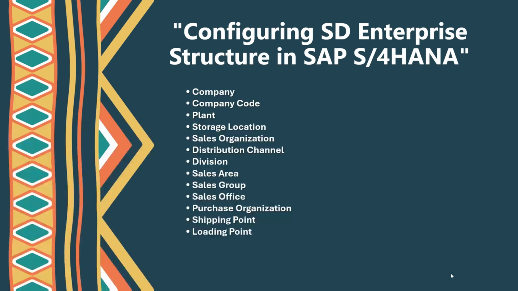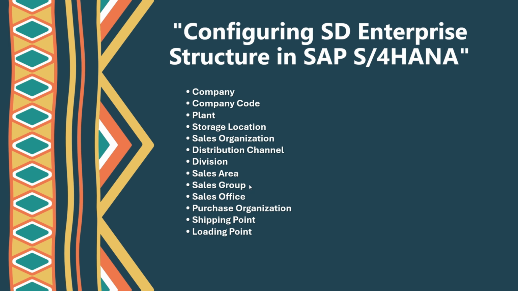We'll be configuring some of the most critical components of the S/4HANA sales and distribution module. We will start with the basics such as setting up the company code, and then we will move on to the more detailed configurations like plant, storage location, sales organization, and more. We will also cover the setup of distribution channel, division, sales area, along with the configurations of sales group, sales office, purchasing organization, shipping point, and loading point, etc. These configurations are essential for aligning the system with your business structure.